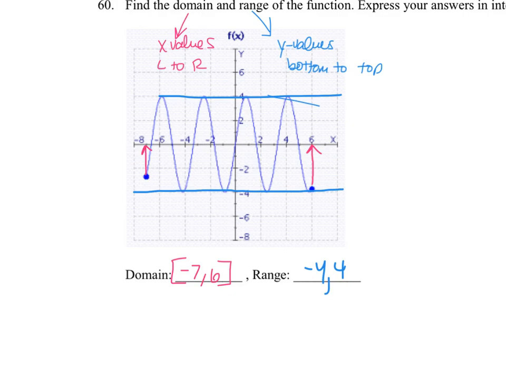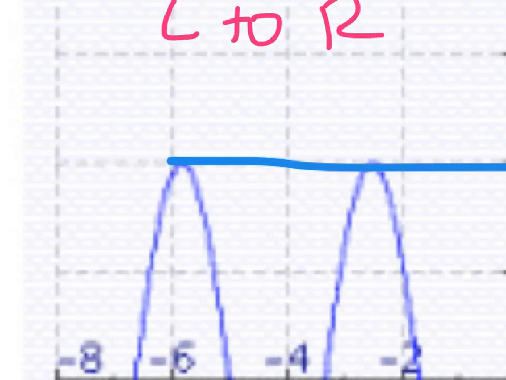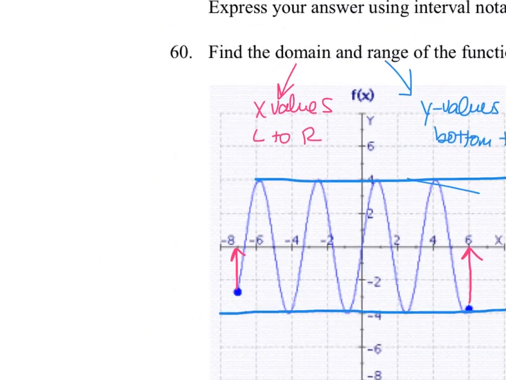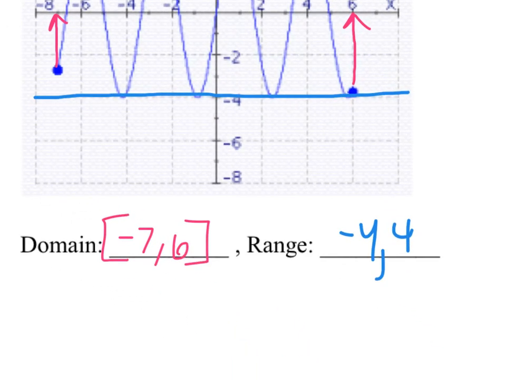You guys can tell me, well, there's no dots. Guys, does the function exist right there? Yeah, that means there's a dot. So what's on either end? Brackets. Good.